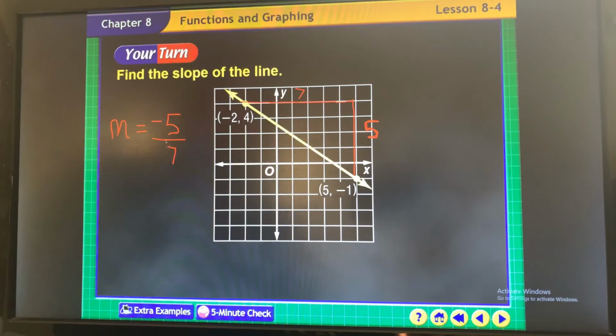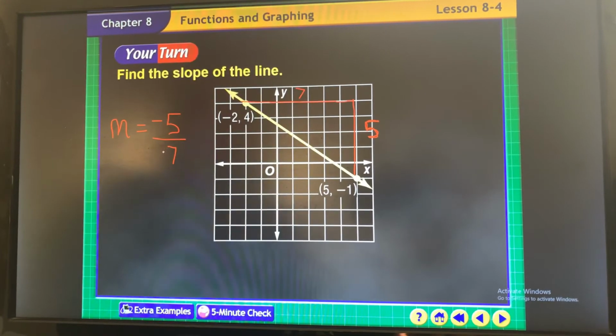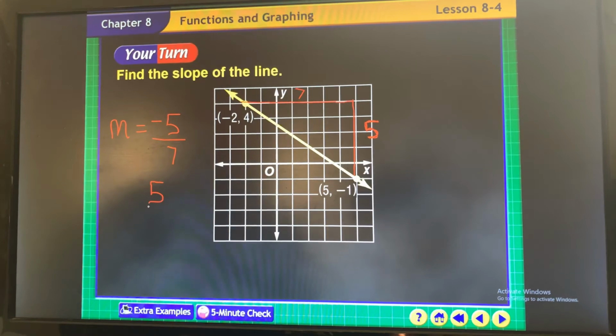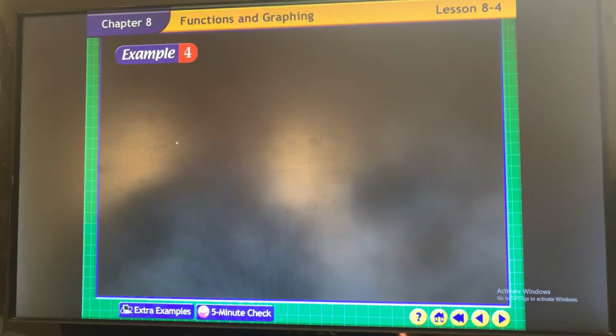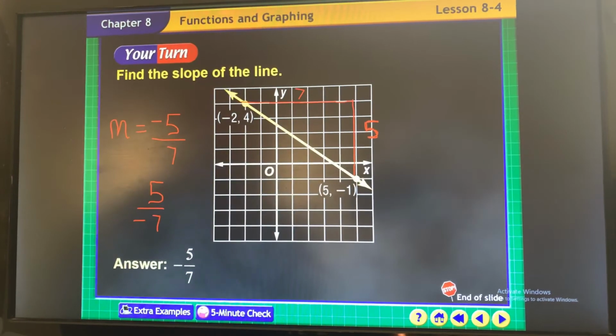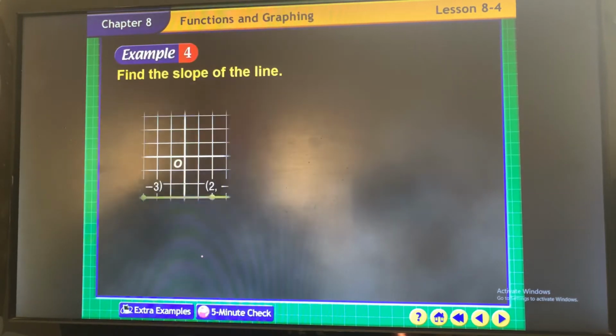And it doesn't matter what you make negative. You can write it like that, or you can write 5 over negative 7. It doesn't matter. They mean the same thing. I just have a preference that you put the negative in the numerator. That way you won't lose it. I don't personally like it next to the division sign. I think we've talked about that before.